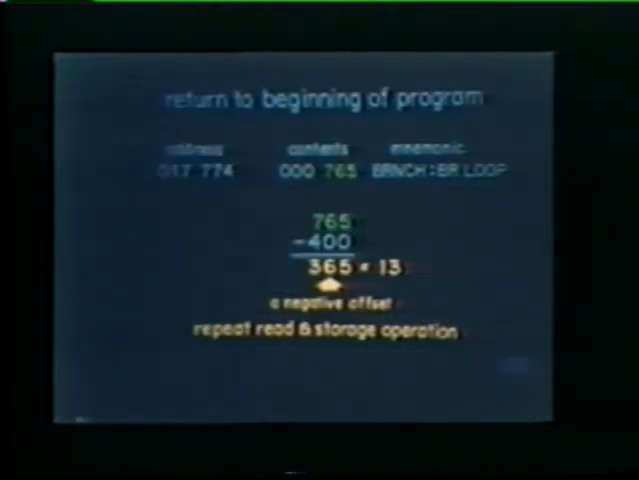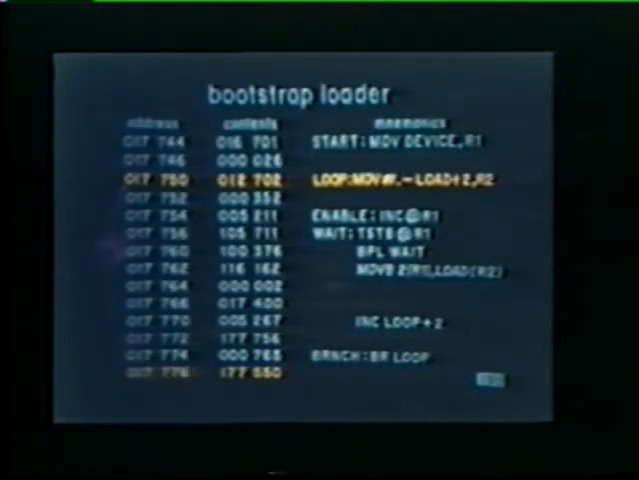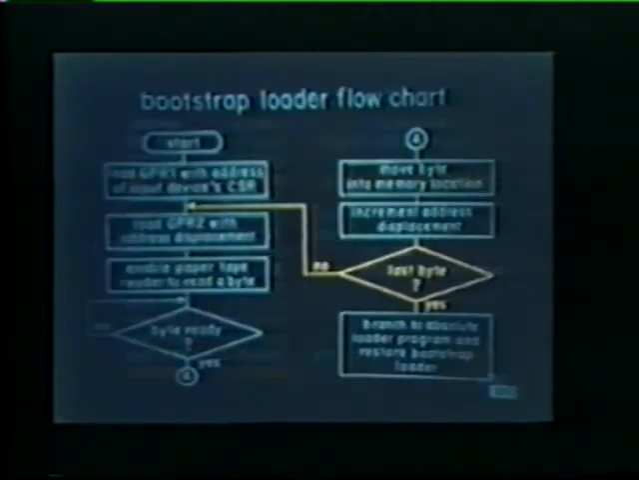The last instruction in our Bootstrap program is an unconditional branch returning us back to the beginning of the program. As you remember, an unconditional branch is an octal 400 plus the offset. If we subtract 400 from 765, we have an offset of 365. This is a negative offset, the 2's complement of which is 13. This causes us to repeat our read and storage operation. Counting back 13 words from the program counter, which is at 017776, we return to location 017750 to repeat the Bootstrap program until we read in our last byte of information.